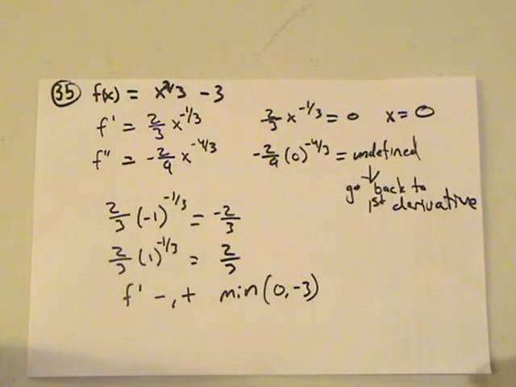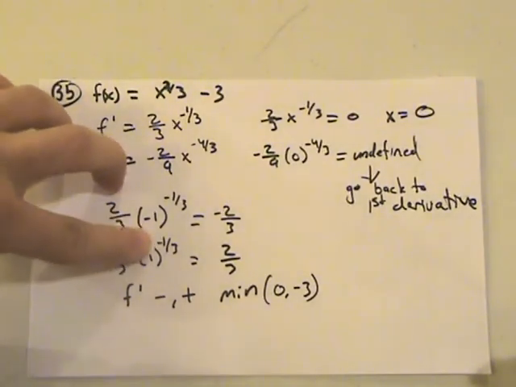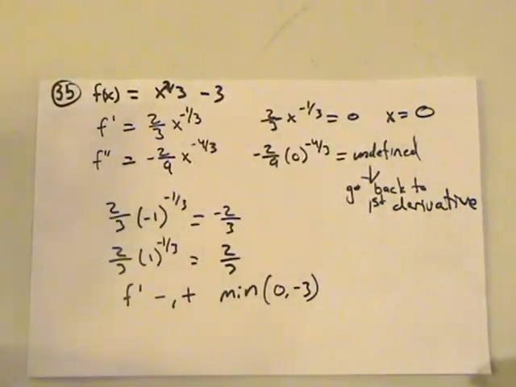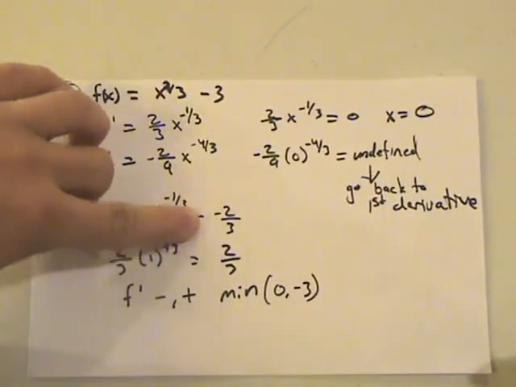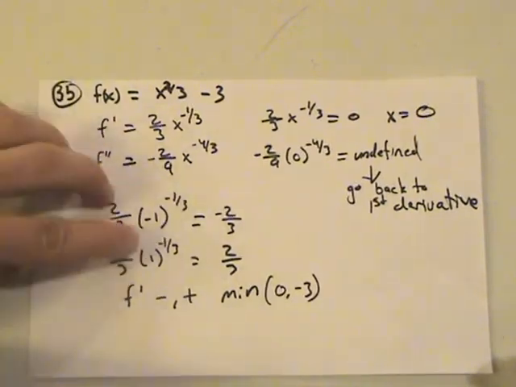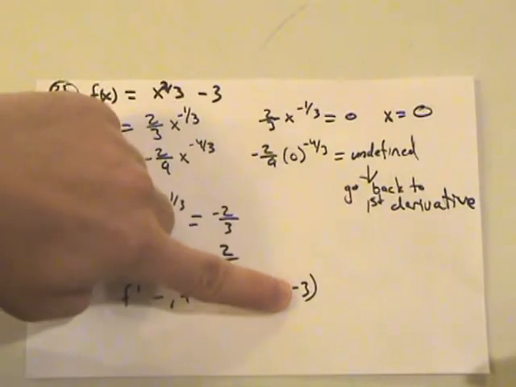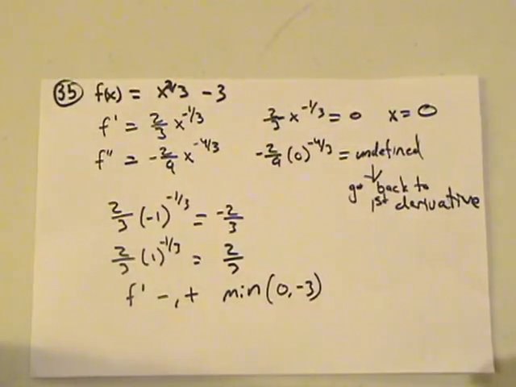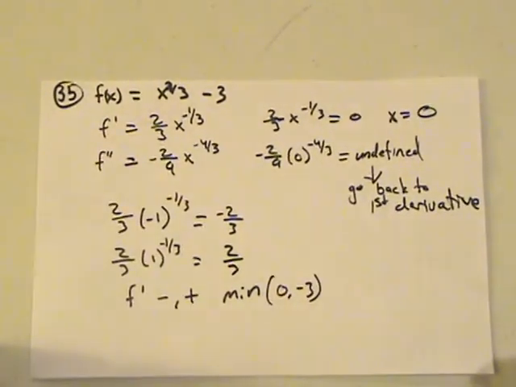So we have to go back to using the first derivative. So we put values on both sides of 0, both sides of the critical point, and we get that negative 1 gives us a negative. So on the left it's negative, and on the right it is positive 2/3. So that tells us that it goes from negative to positive, which is a minimum. So this entire thing is just one big minimum, and the absolute minimum is at 0, comma, -3.